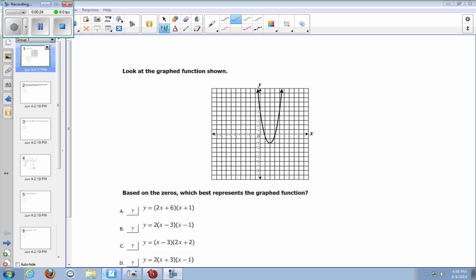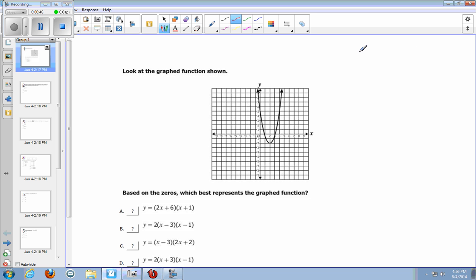The directions say to look at the graph function shown. And as we can see, that shape is called a parabola. Parabolas can open up and they can open down. It all depends on the leading coefficient of the x squared term. If the x squared term is negative, it's going to open down. Not something we see a lot of in Algebra 1. Now, back to the problem at hand.